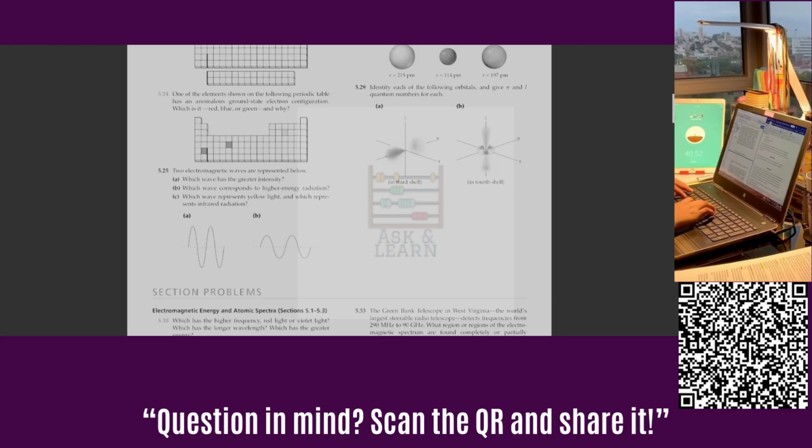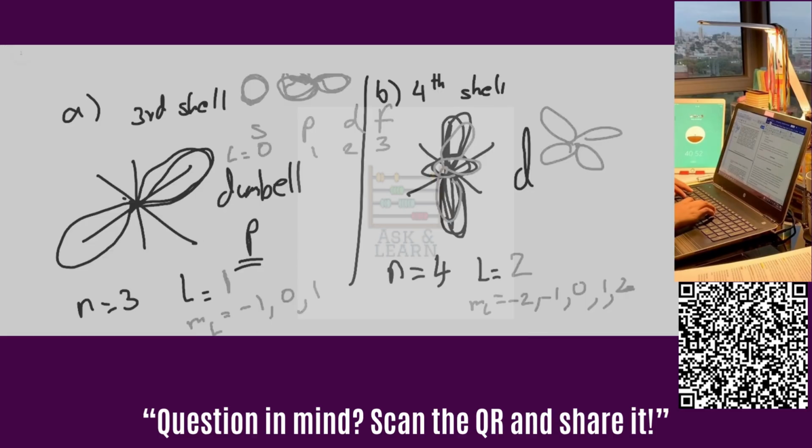You just need to tell in general SPDF and what they are, and then that will tell you what happened. All right, so for this question, 5.29, the correct answer is: for A, n equals 3, l equals 1. For B, n equals 4 and l equals 2.